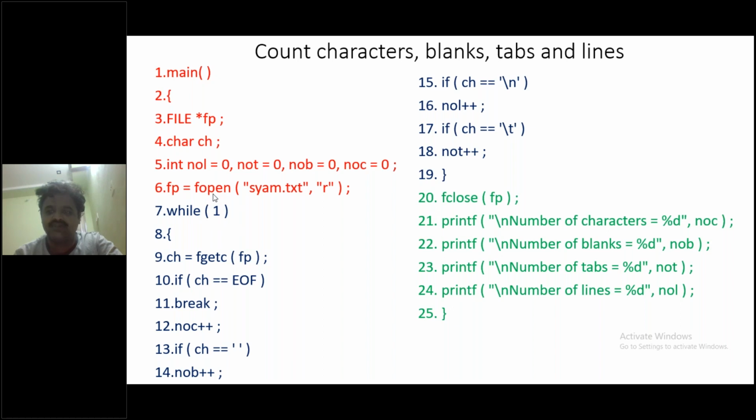fopen, we all know what fopen is. Fopen is a command which is used to open a file. Let us assume there is a file shyam.txt in read mode. The information is inside the file. The data type we are using is FILE, and the pointer variable is fp. So fp is equal to fopen of shyam.txt, read mode. Here we are using a while loop.